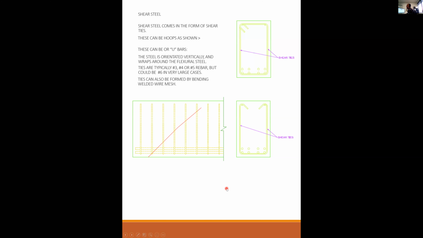Okay, is everybody reading this? Is everybody understanding this is a section view and this is a side view of this situation?